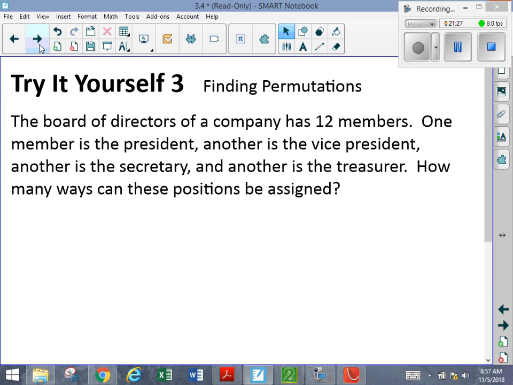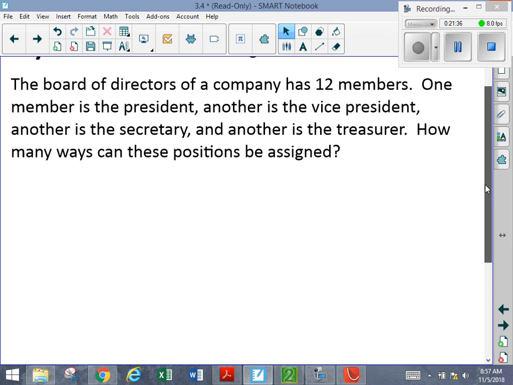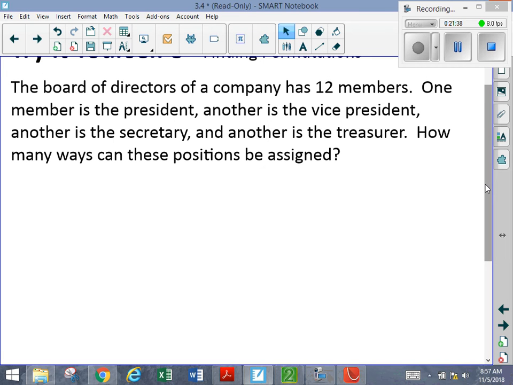All right. So, more permutations. The board of directors has 12 members. We've got a president, a vice president, a secretary, and a treasurer. How many ways can these positions be assigned?